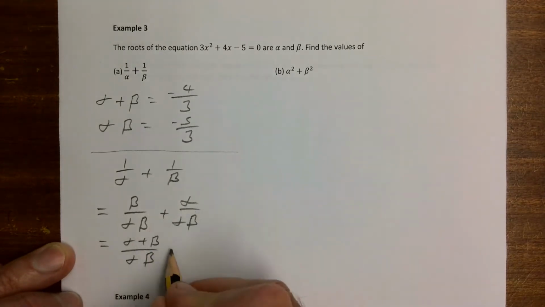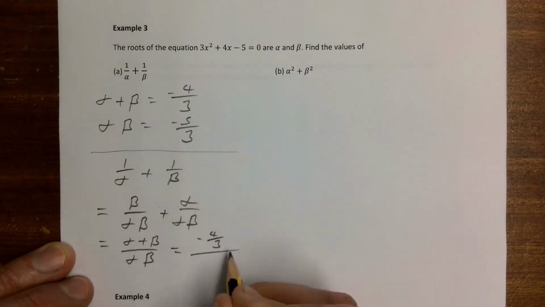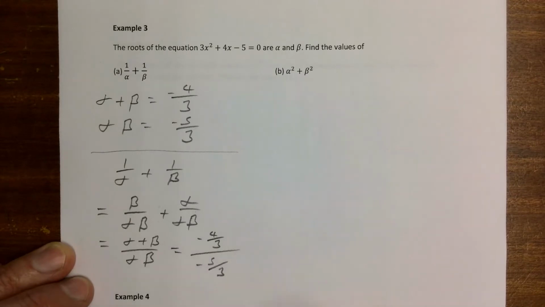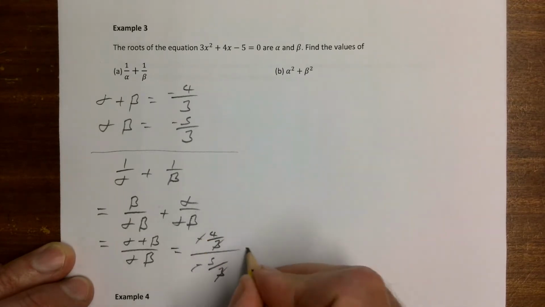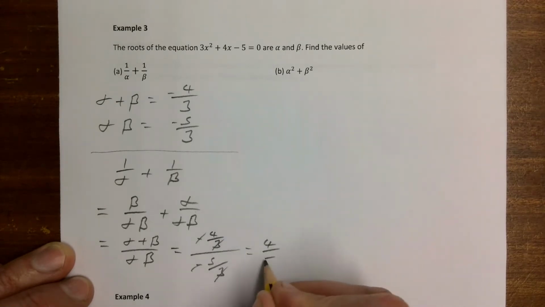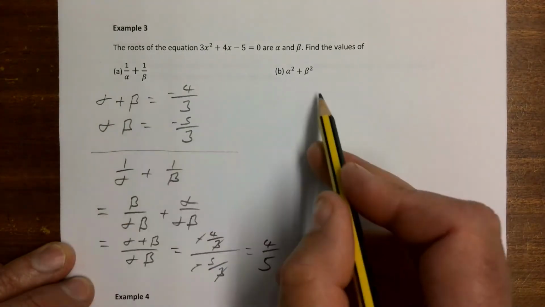We know alpha plus beta is minus 4 over 3. We know alpha beta is minus 5 over 3. Hopefully you're happy enough with the fractions and cancel the minuses there. And we end up with 4 over 5. We're looking for a similar method then here. We're going to use this information here obviously for this part.